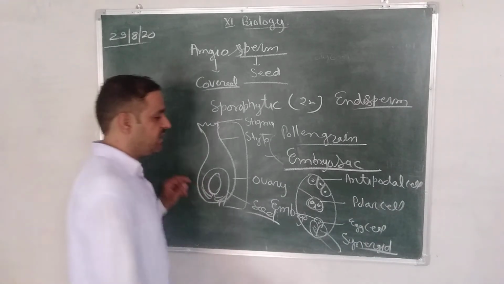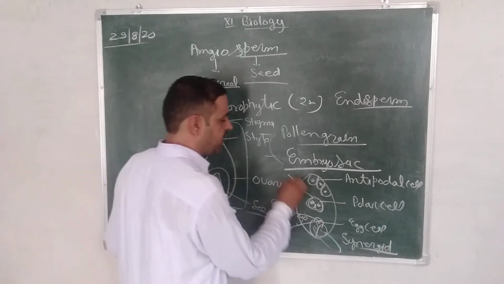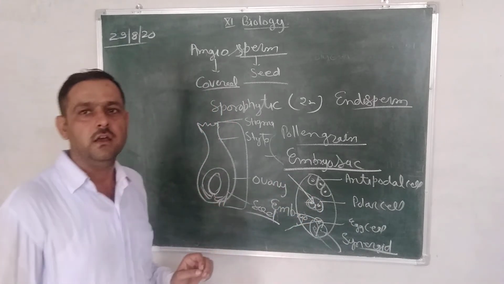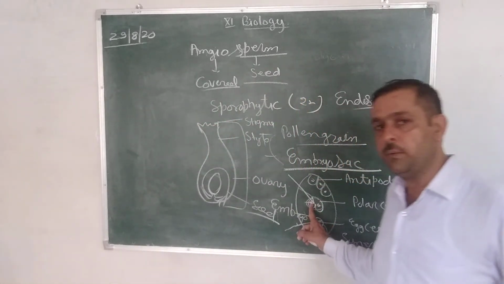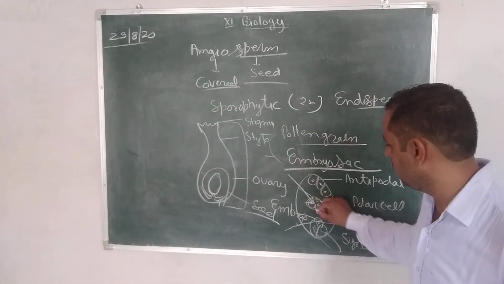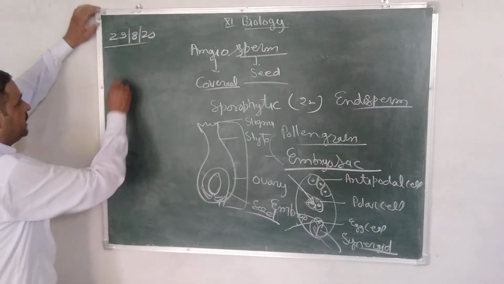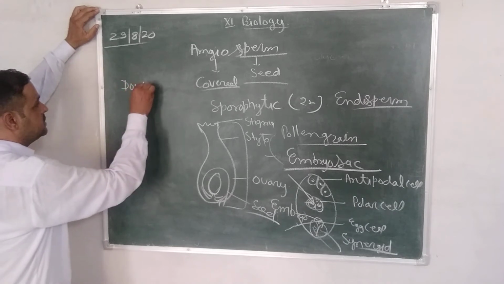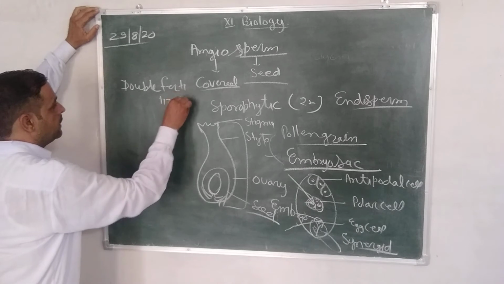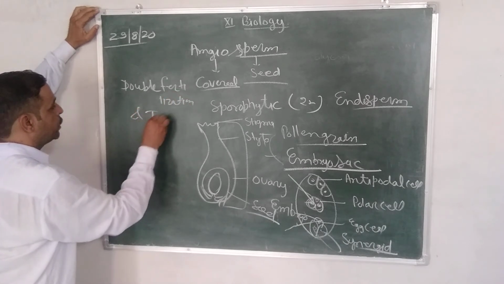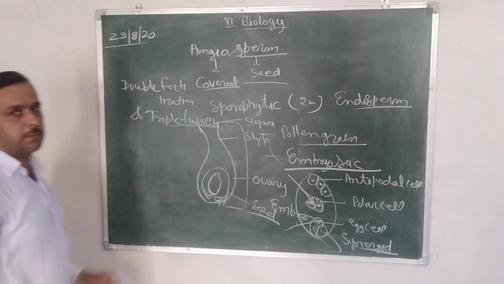So the first fertilization takes place between the male nucleus and the egg cell, and the second fertilization takes place between the polar cell and the male nucleus. By double fertilization, 3 nuclei combine here, so it is called triple fusion. So the main characters of angiospermic plants are double fertilization and triple fusion.